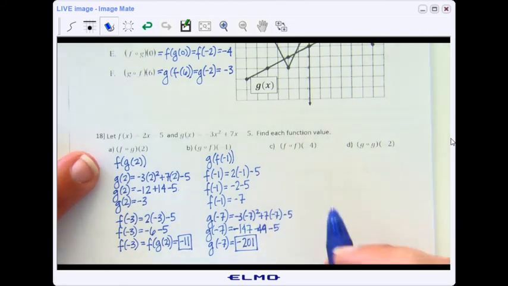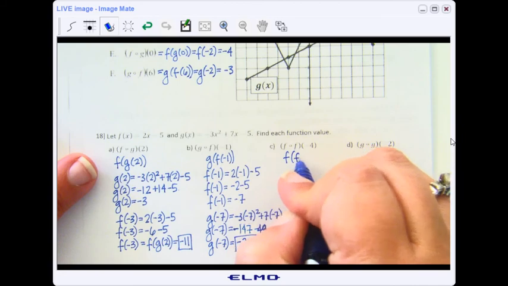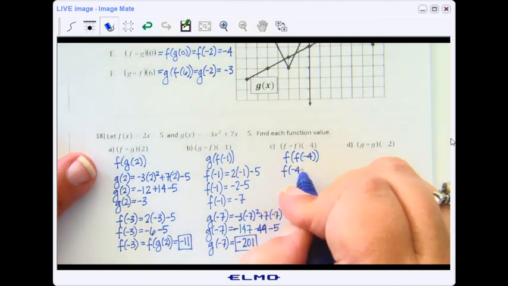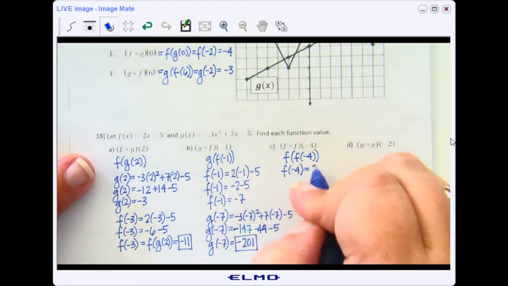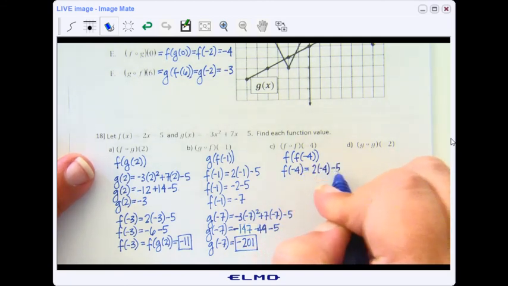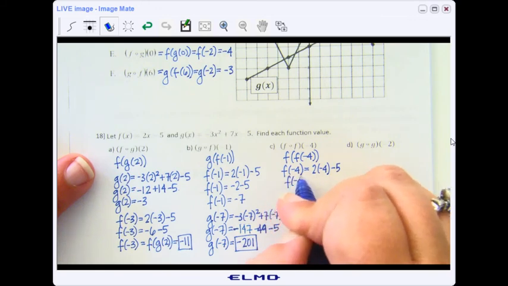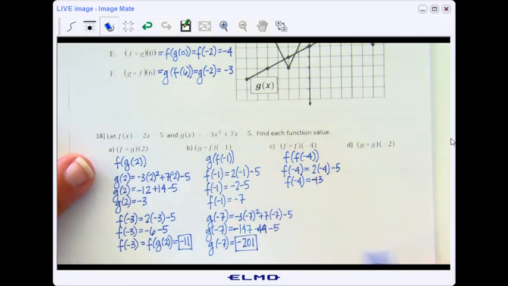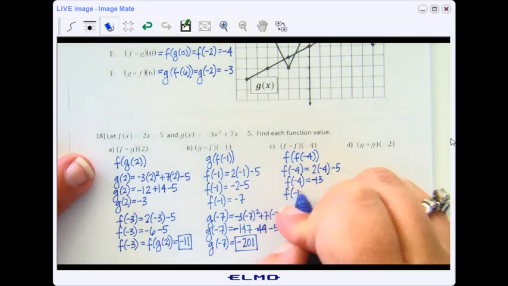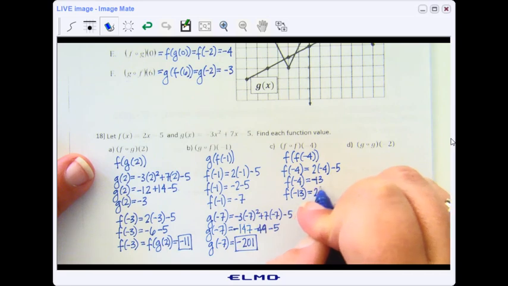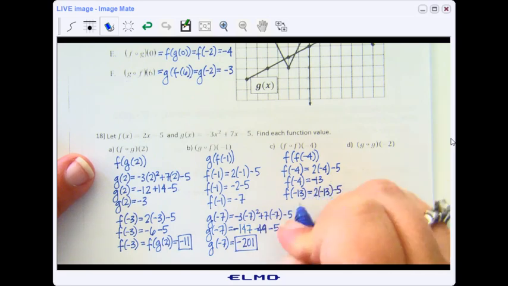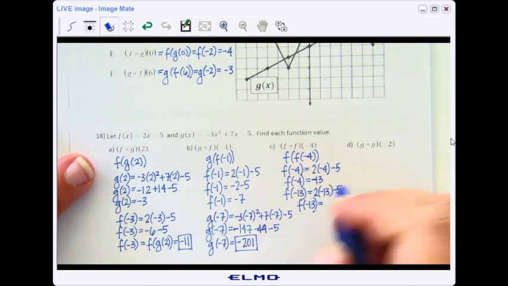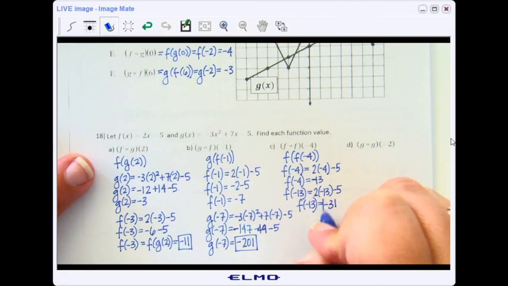In C, we're finding f of f of negative 4. So I need to find f of negative 4. That's 2 times negative 4 minus 5. So f of negative 4 is negative 8 minus 5 is negative 13. And then I find f of negative 13, which is 2 times negative 13 minus 5. So f of negative 13 is negative 26 minus 5, or negative 31.